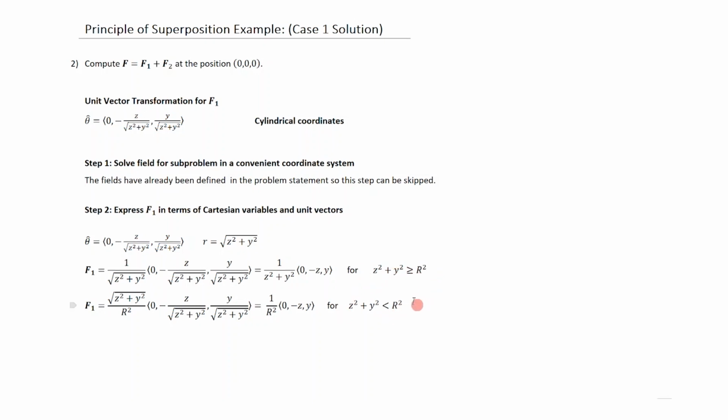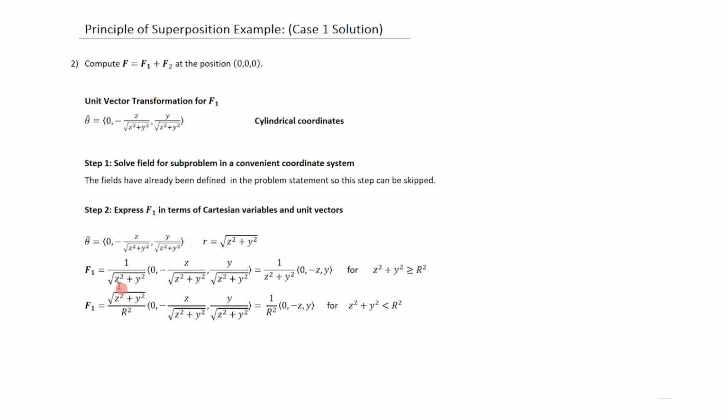This is outside the cylinder, that's inside the cylinder. So wherever we saw r, it's basically now replaced by the square root of z squared plus y squared, and theta hat basically just gets replaced by the expression that we see here. And so that's more or less what we've done here.